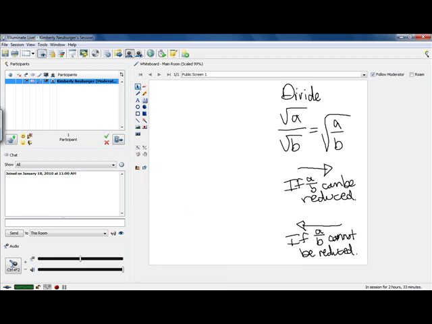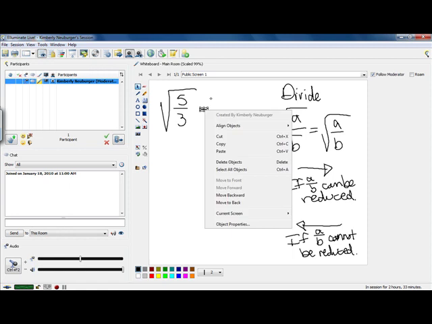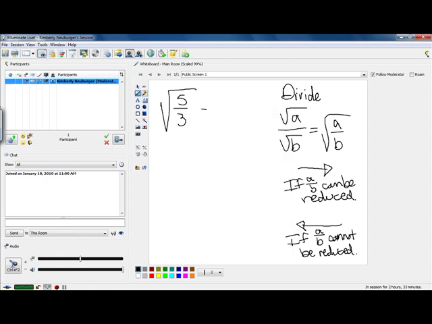What if I have square root of 5 over 3? Now, at first glance, I cannot reduce 5 over 3. So you would say, oh, let's just split this up into square root of 5 over square root of 3. Well, that's nice, but I can't do anything with square root of 5, and I can't do anything with square root of 3. And since I can't do anything with them, I need to also recognize that we don't really like having square roots in the denominator of a fraction. So that square root of 3 is not okay to have there.